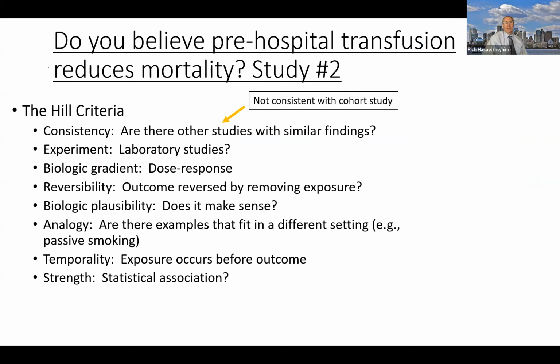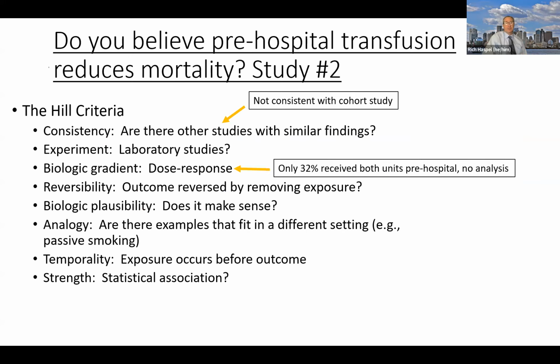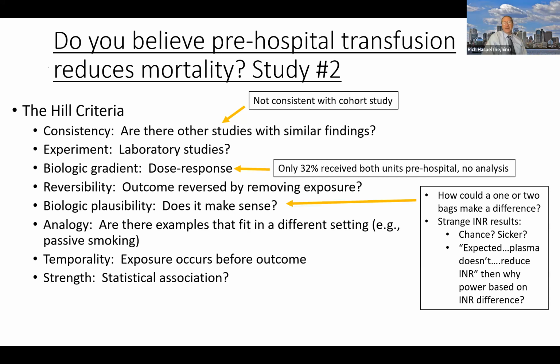Okay, Hill criteria. Well, consistency, not consistent with the cohort study. They didn't see a difference. Dose response, most people did it. So it was hard. It wasn't truly pragmatic because it basically said it's hard to get 2 units in pre-hospital when you're in an urban setting. But they didn't look, was there a difference if they got both pre-hospital, if they got 1 pre-hospital and 1 not? So there was no dose response in that regard.